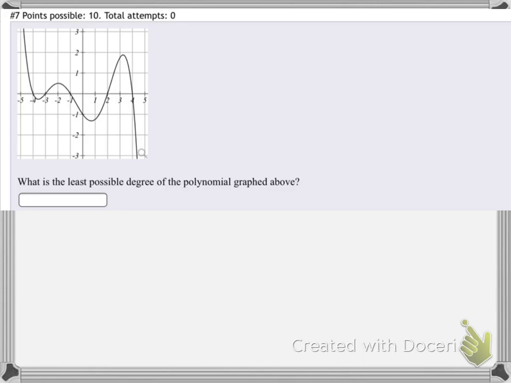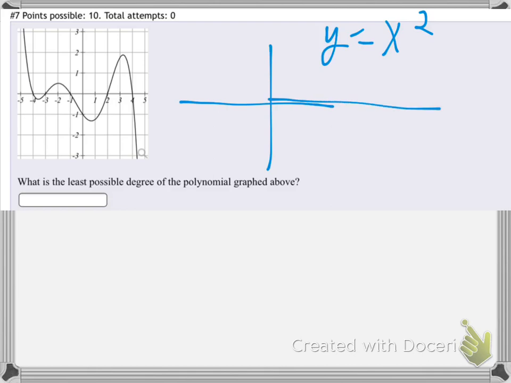Also here, guys, we have, what is the least possible degree of the polynomial graphed below? So as we were mentioning a minute ago, or maybe I didn't, I don't know, if we have y equals x squared, that's a function that makes a U shape. The graph of it goes down and back up, and it has two solutions maybe. But what we notice about it more than that is that it has two pieces to it. It has a down part and an up part.